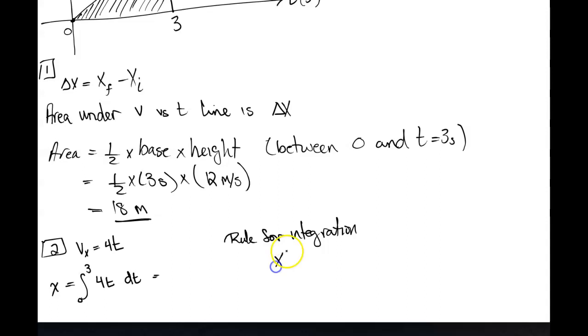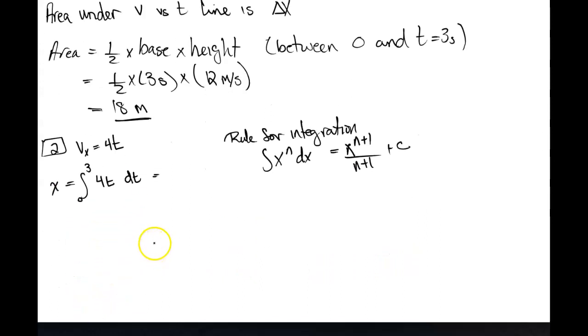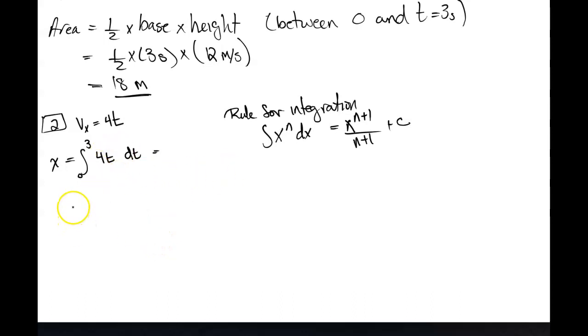If I have the integral of x to the n, then I'm going to get x to the n plus 1 over n plus 1 plus some constant, unless I have limits of integration, which in this case we do. So if I apply this rule here, 4 is a constant, so it just tags along. t to the first is x to the n, so it becomes t to the 1 plus 1, or t squared, over n plus 1, which is 2.